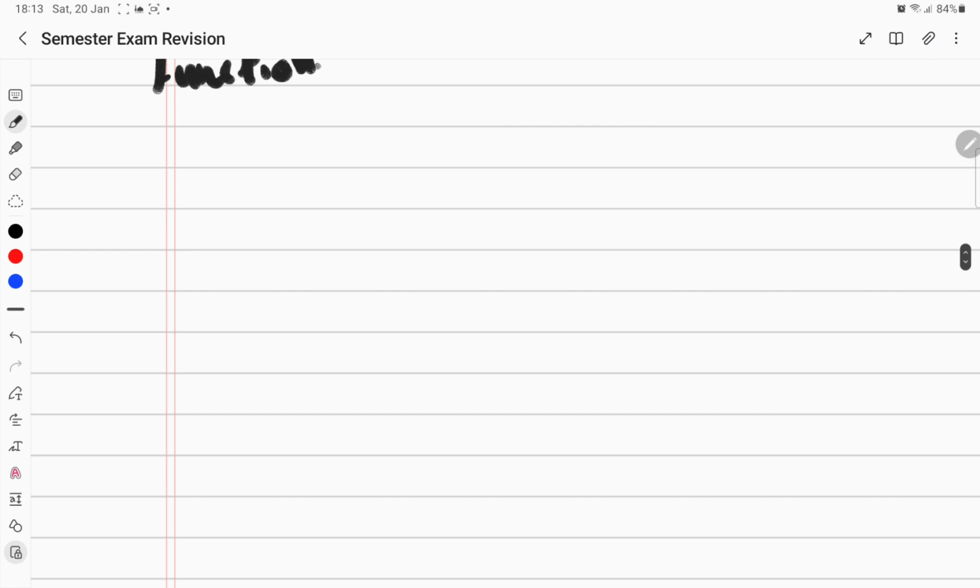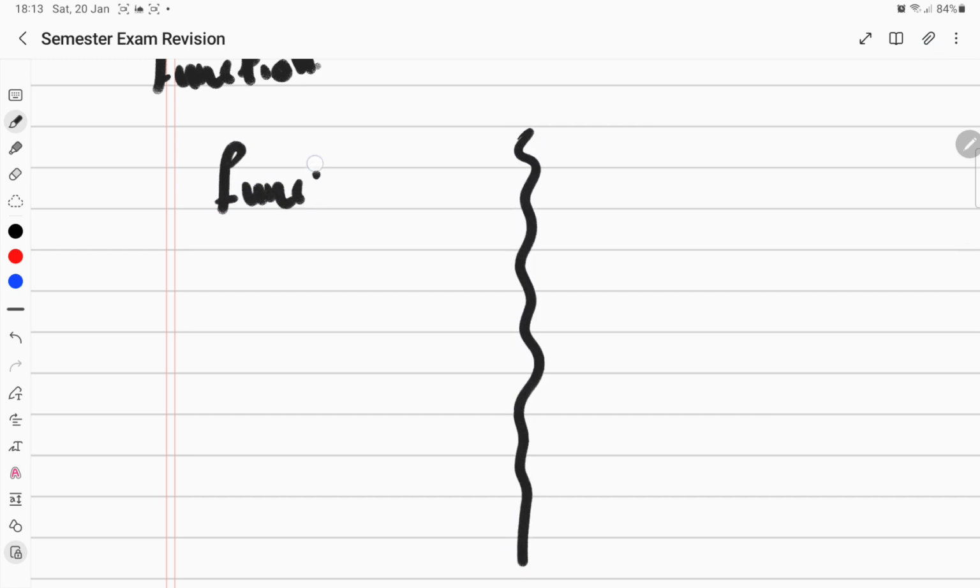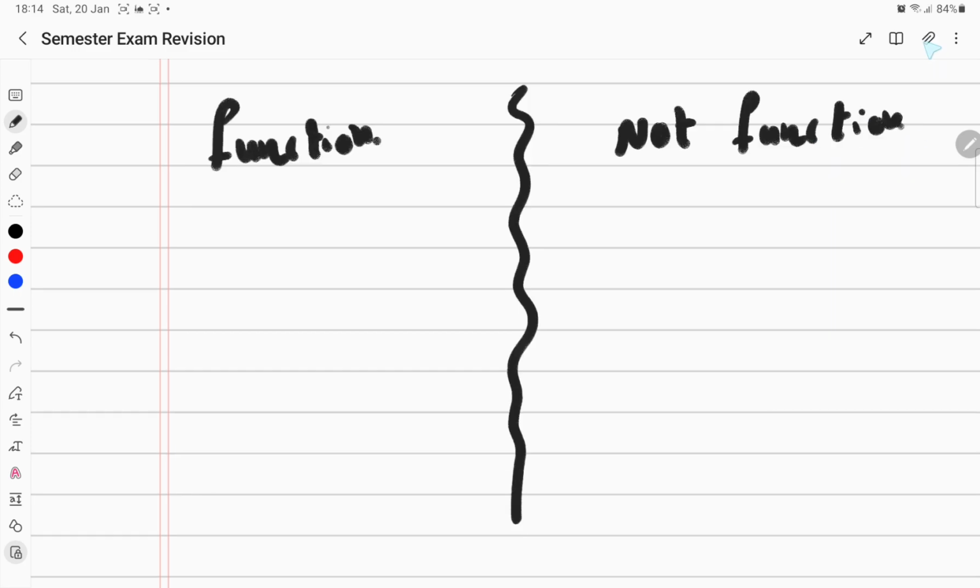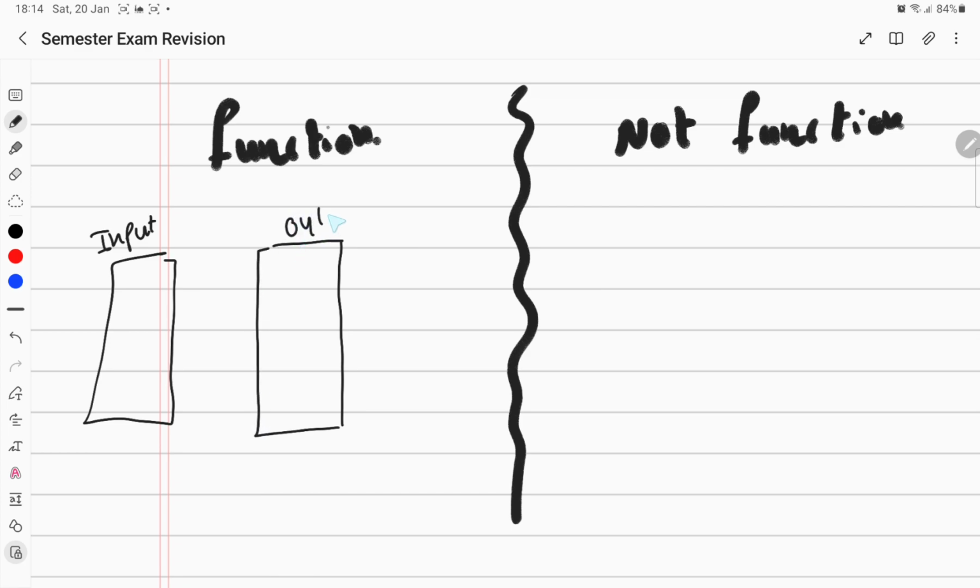Actually, let's divide our page into two halves. This one here is a function, and the second part is not a function. What is a function? It is a relation between inputs, which are some numbers, for example, and the outputs. And each input should only have one output.